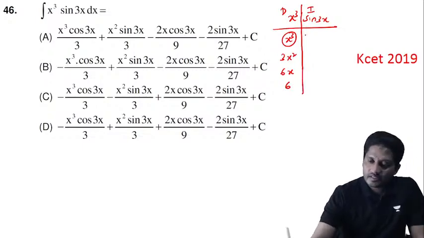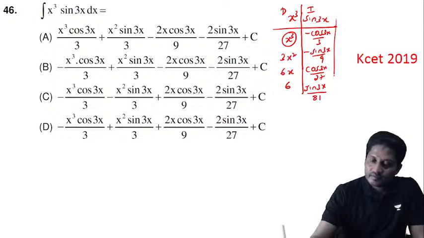Integration of sine 3x, straight away integrate: minus cos 3x by 3. Again, minus sine 3x divided by 9. Cos 3x divided by 27. And sine 3x divided by 81. The signs are plus, minus, plus, minus.